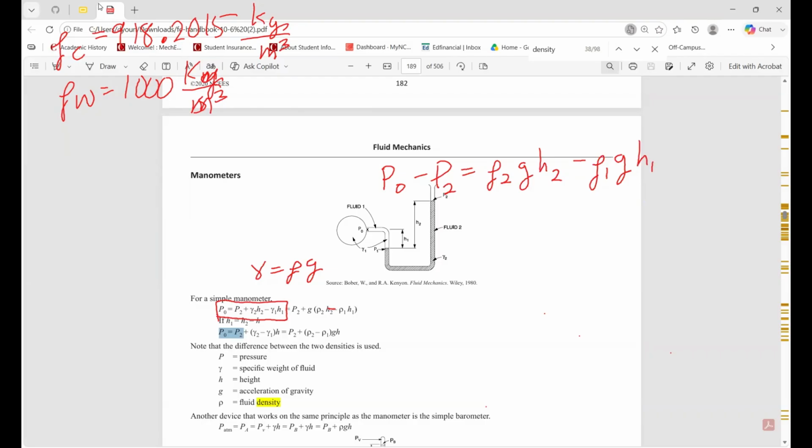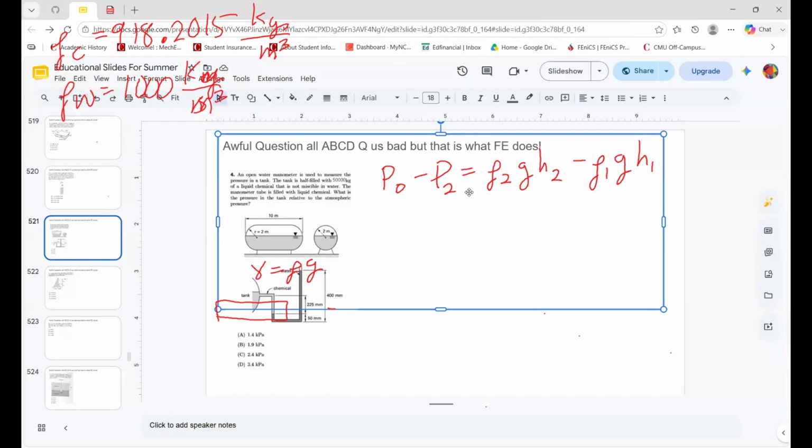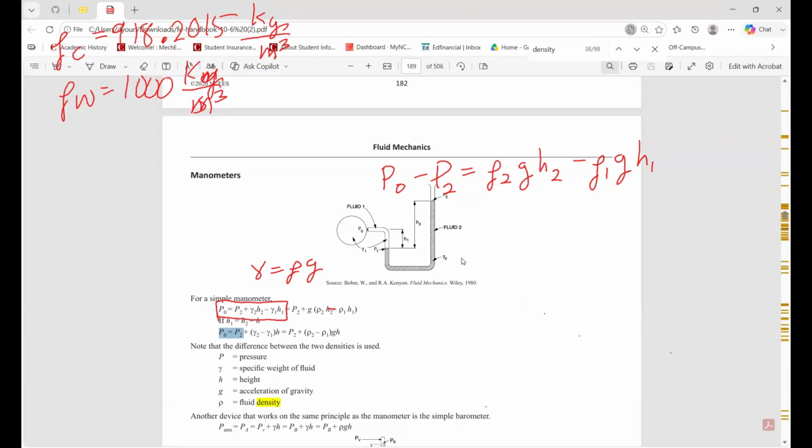And you might be asking, what is this, what is that? Well, first of all, the reason why rho 2 is in play is that rho 2 is the density of fluid 2. And then we need rho 1, which is the density of fluid 1.